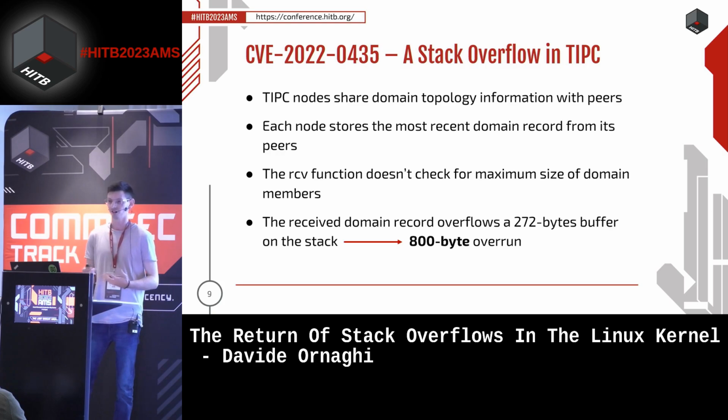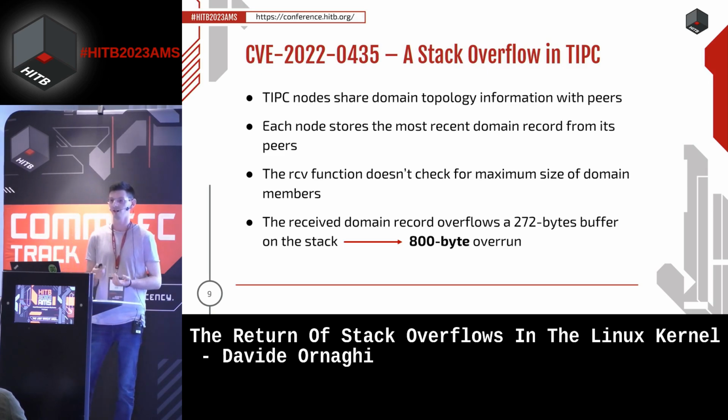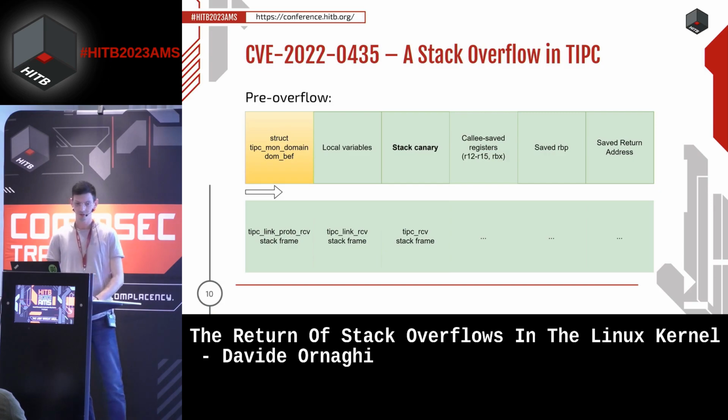It's different nodes that exchange domain information and domain records. And the most recent one from each peer is stored on the stack for caching purposes, and their save function does not correctly check the boundaries of the domain members. So you can, in the payload, specify a higher number of members than is in the header, and it will think that it has fewer peers than it actually has. So you can actually trigger an 800 byte overrun on the stack. Looks like a great primitive.